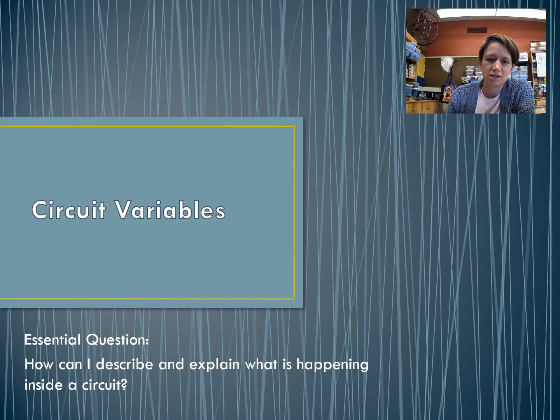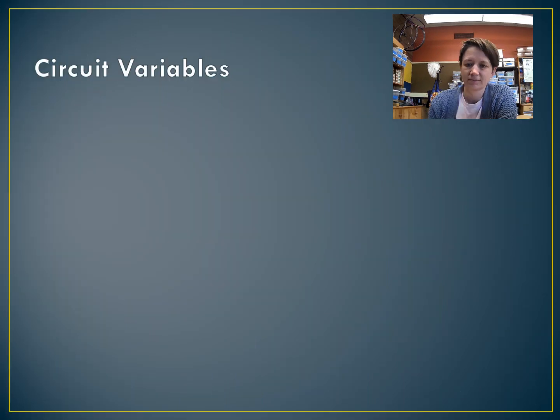Hello, this is Teach Nichols, and this video is on circuit variables for AP Physics. The essential question is, how can I describe and explain what is happening inside a circuit with variables?